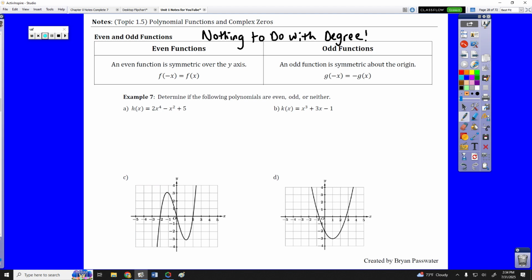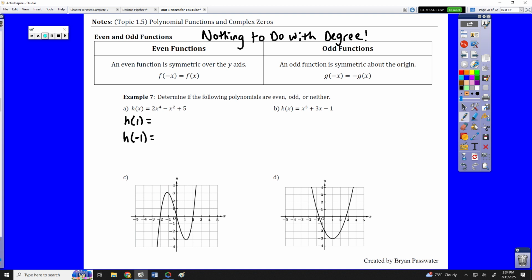What we need to do here is figure out if the function is symmetric across the y-axis, symmetric about the origin, or neither: even, odd, or cannot be determined. Now that's very, very easy to do. What we do is we figure out the two output values of the function, h of 1 and h of negative 1. That will tell us everything that we need to know.